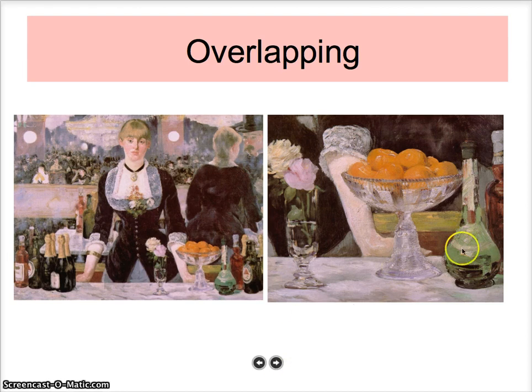Overlapping. This is a really nice close-up of this beautiful Manet painting. You can see what's in the front, this vase of flowers, then the wine bottle, then the compote with the fruit, and then they're in front of her arm.